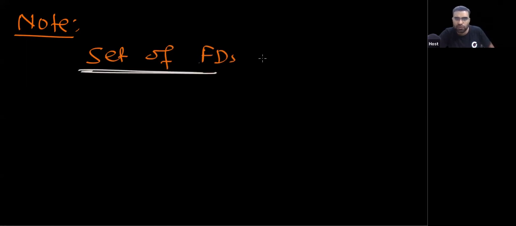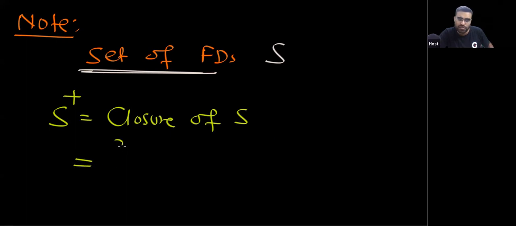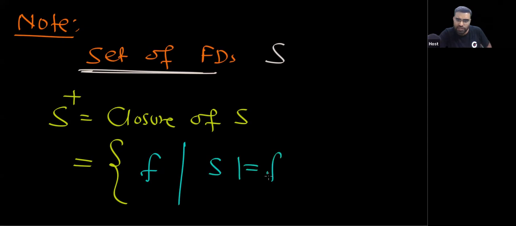If you have a set of functional dependencies, let's call it S, then what is S plus? That is your closure of S. And what is that? That is all the FDs that you can derive from S. Is this clear? Set of all FDs you can derive from S. Very simple. Agree? Okay.